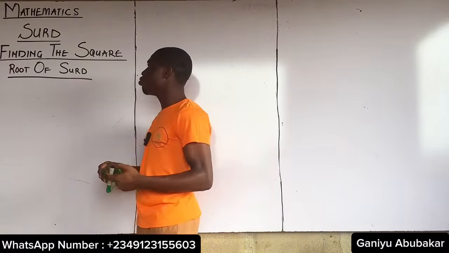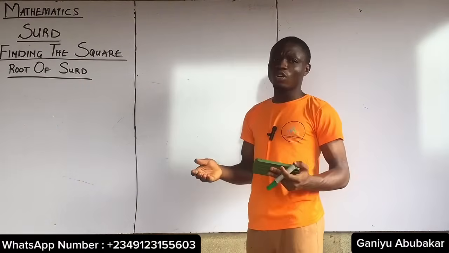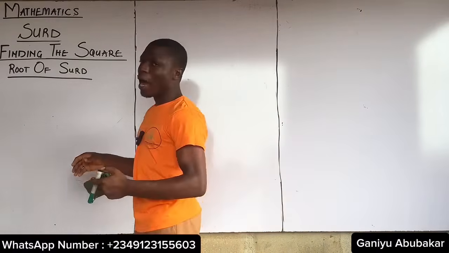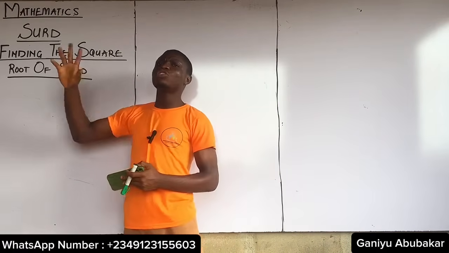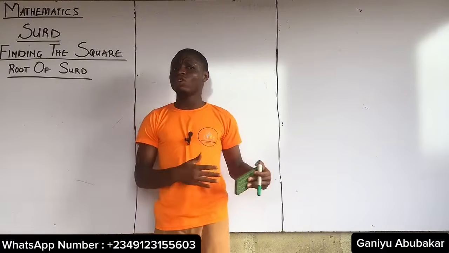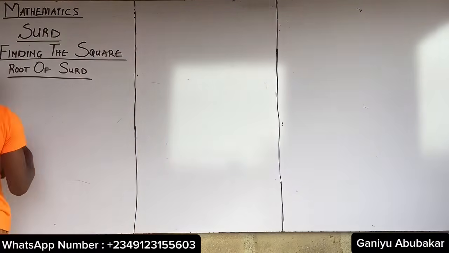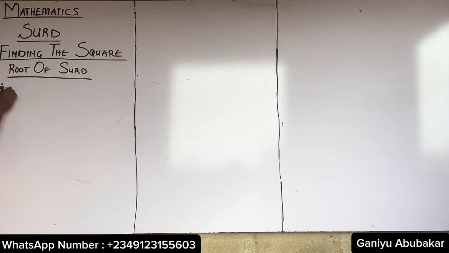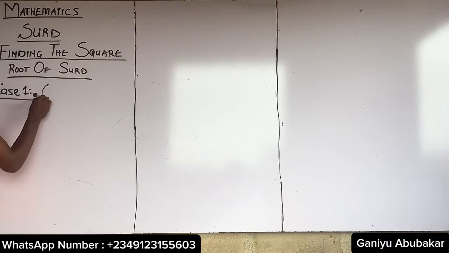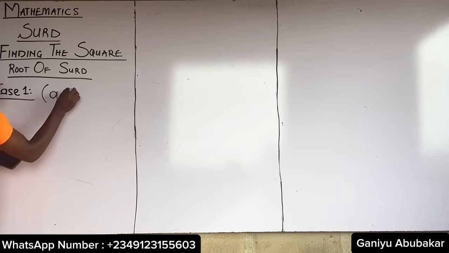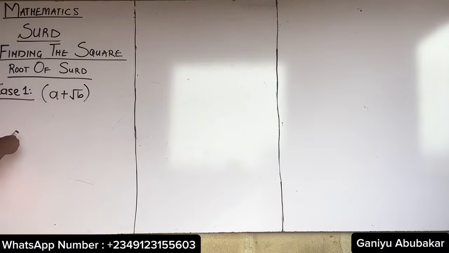All right, let's dive into finding the square root of a surd. I'm going to be using some alphabets to illustrate how to find the square root of a given surd. Let's start with case one. Let's say I'm told to find the square root of a plus root b. This is a surd, right? So find the square root of this surd.